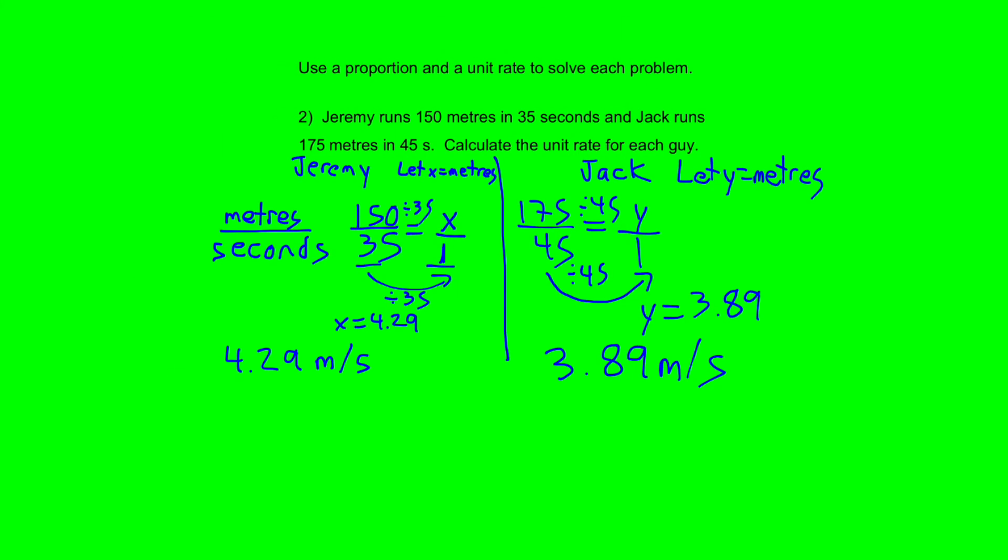Now, Jeremy has the faster unit rate because he's covering more meters per second, but you also have to remember he was running a shorter distance. And of course, as you run farther, your speed is going to slow down, right? But in this particular question, Jeremy has the higher unit rate.